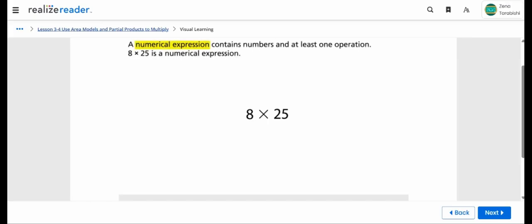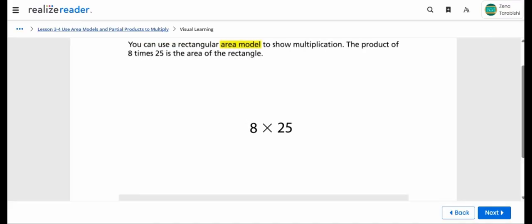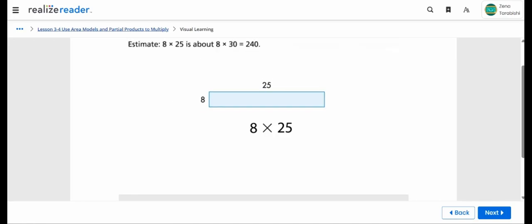A numerical expression contains numbers and at least one operation. 8 times 25 is a numerical expression. You can use a rectangular area model to show multiplication. The product of 8 times 25 is the area of the rectangle. 8 times 25 is about 8 times 30 equals 240.